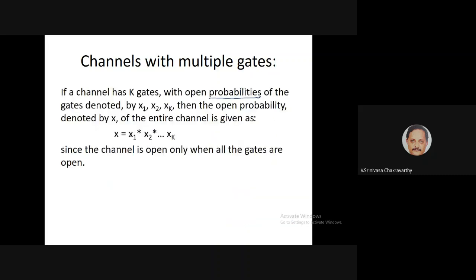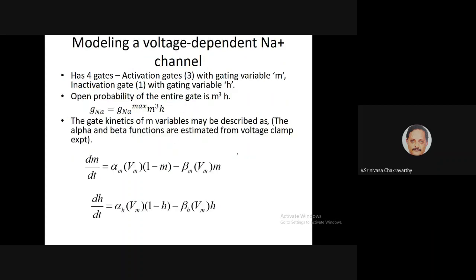So the probability of opening of the entire channel is nothing but the product of the probabilities of opening of all the gates, right? So x1 times x2 times x3 times xk, because the channel is open only when all the gates are open. So now with this picture, we are ready to write down the equations for the channel dynamics of both sodium and potassium.